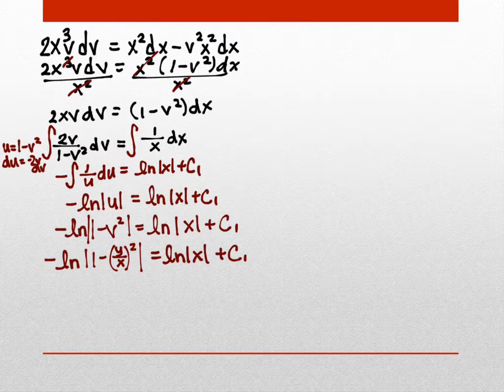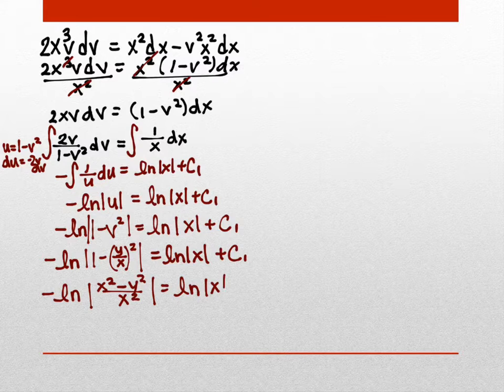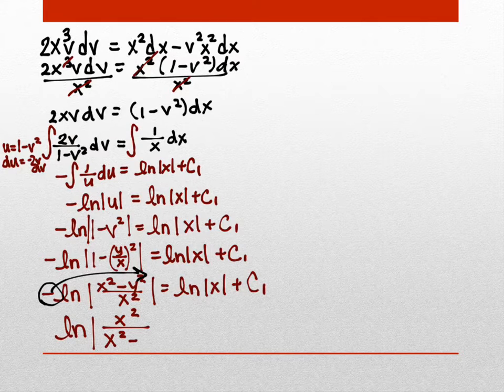So if I clean this up, I know we're running out of time, I told you it's a long problem. If I multiply and distribute, this will end up giving me x squared over x. This is x squared minus y squared over x squared. There's a negative in front. Equals the natural log absolute value of x plus c1. This negative brought to the exponent will flip my fraction upside down. So this is the natural log now of the absolute value of x squared over x squared minus y squared.